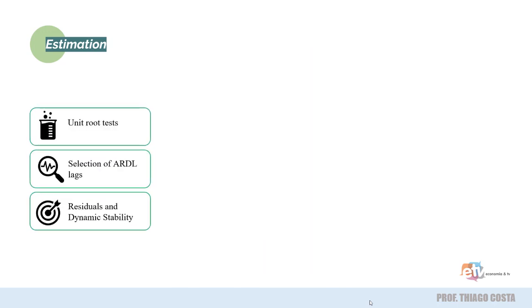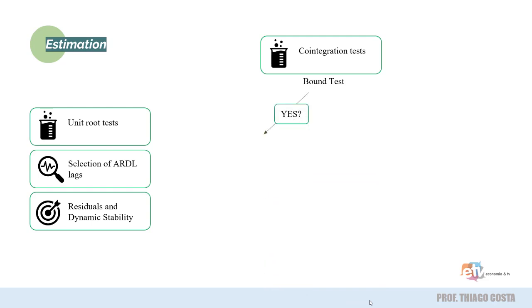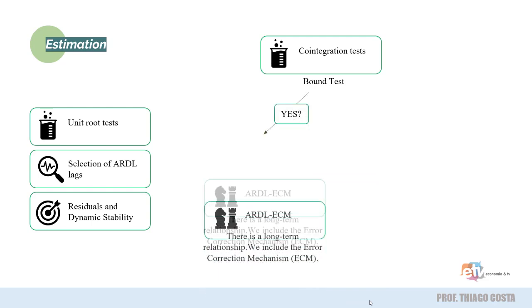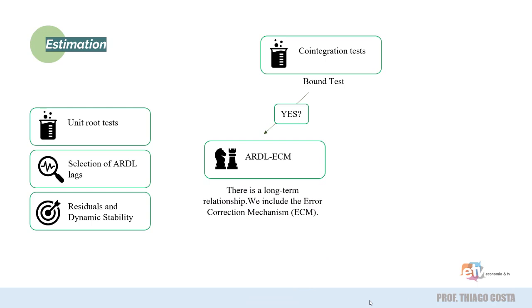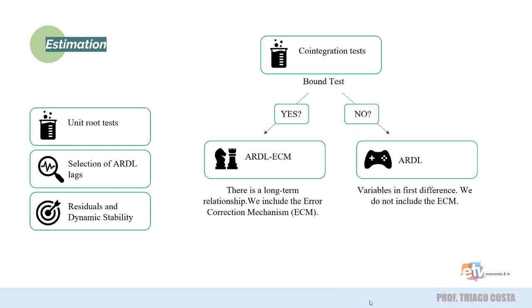Next, we check for a long-term relationship using the bound test. If co-integration is confirmed, we include an error correction mechanism. This helps correct short-term imbalance while maintaining long-term stability. If there is no co-integration, we estimate the ARDL model in first differences without ECM.